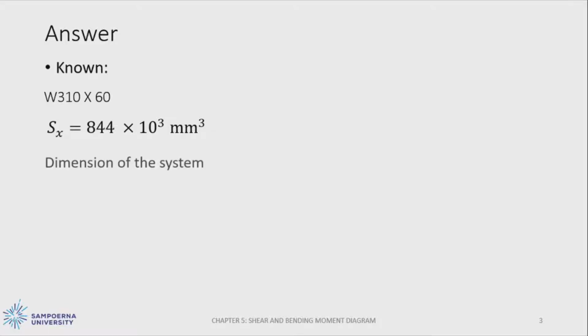To answer this kind of problem, we need to list all of the known given in the question. We have the type of the beam, the wide flange 310 times 60 with Sx equal to 844 times 10 cube millimeter cube. And we have the dimension of the system.